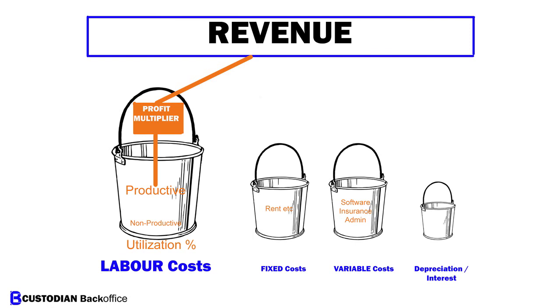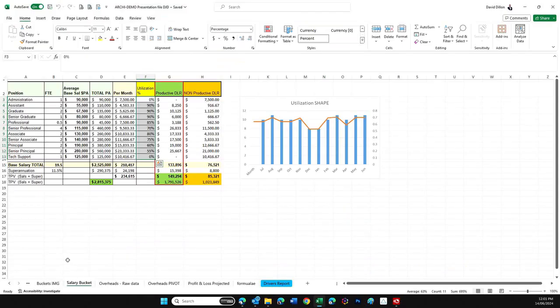We then run that through a profit multiplier, which is the effective rate that you convert productive labour into earned value. And that becomes revenue. And we can cross-check that revenue figure against what has actually been forecast in the revenue forecast. We've then got fixed and variable costs for the overheads, and we've got interest and depreciation, which is sort of separate. It runs from the balance sheet side, from fixed assets and from the borrowing costs. So the first step is to chart that out.